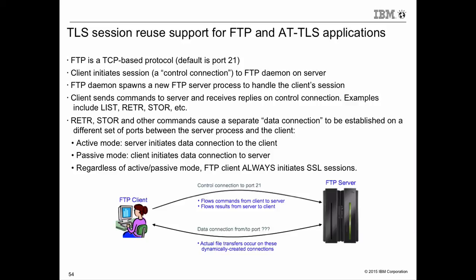Data connections are brought up then between the client and that instance to ephemeral ports, not to port 21, the port that the control connection comes in over, and the data flows on that data connection. So you have, as this picture illustrates, this pair of connections used whenever you want an FTP transfer.